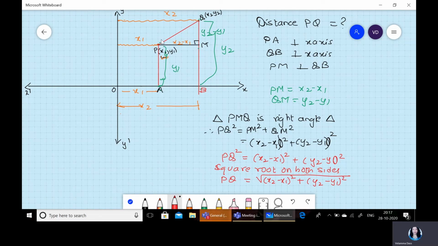So we have learned the distance formula: if P is (x1, y1) and Q is (x2, y2), the distance PQ is the square root of (x2 minus x1) the whole square plus (y2 minus y1) the whole square. In the next video, we'll be seeing the application of the distance formula and solving exercise 7.1.